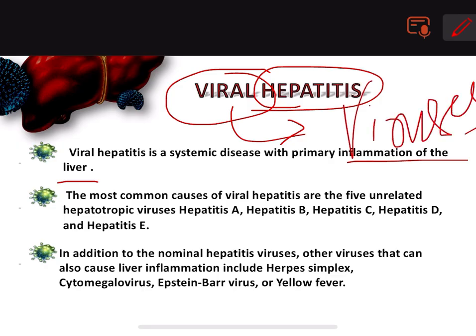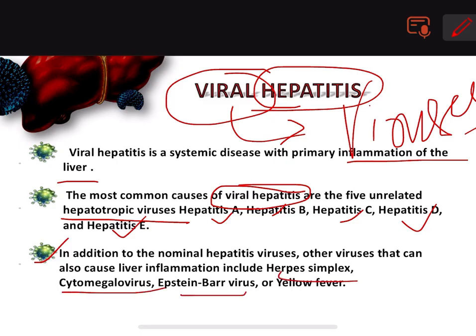The most common cause of the inflammation of the liver, which is caused by the virus, are the five hepatotropic viruses. They are hepatitis A, B, C, D, and E. In addition to the nominal hepatitis viruses, the other viruses that can cause the inflammation of the liver include the herpes simplex virus, cytomegalovirus, Epstein-Barr virus, and yellow fever. So these are the other causes of inflammation of liver.